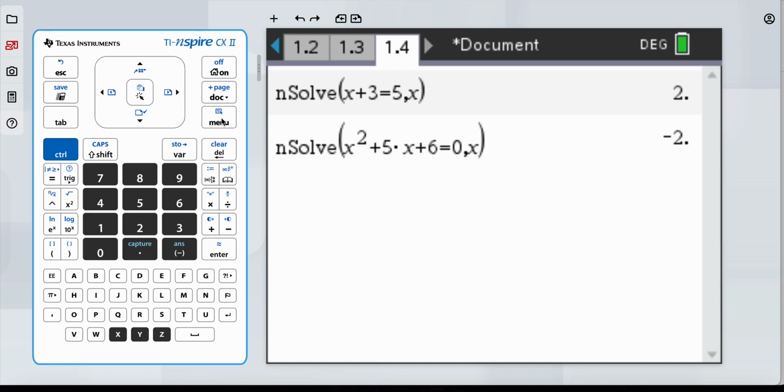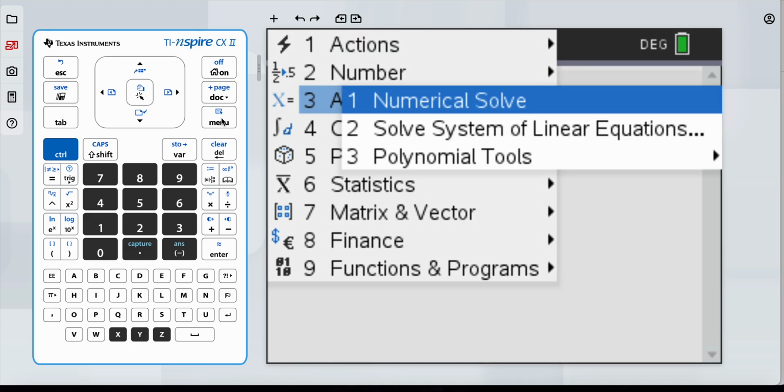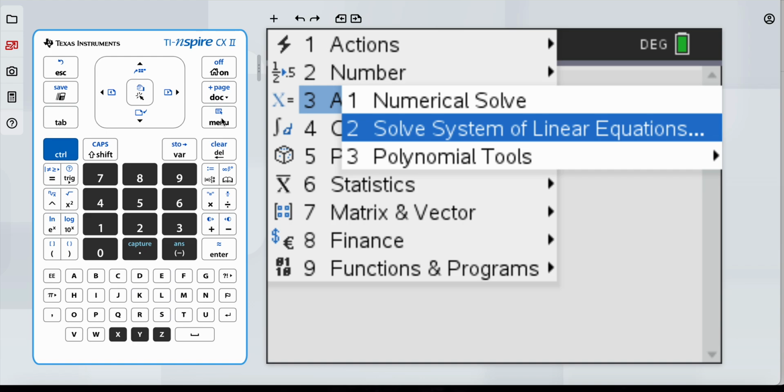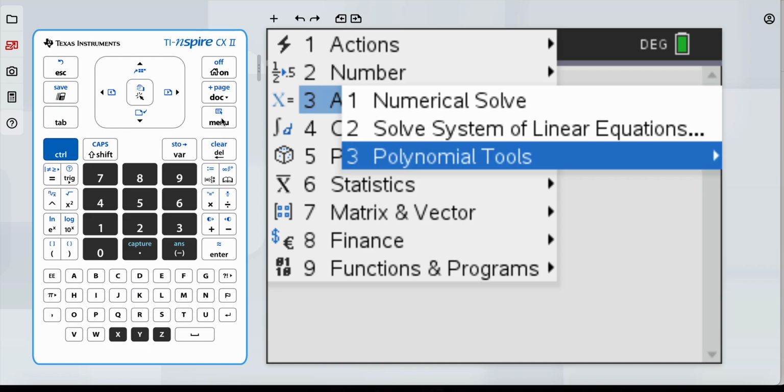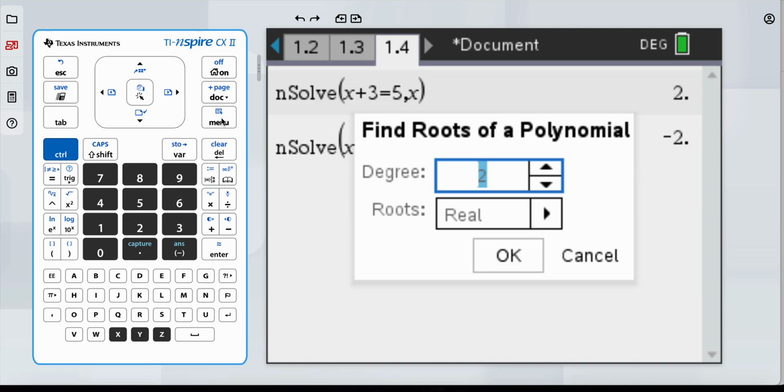A much better way to solve a polynomial is to go into this menu, algebra again. We're going to go into our solves, but we're going to go to polynomial tools. And then we get another option again. So I can press enter and it gives me another option. I'm just going to keep it easy. Find roots of polynomials. So I want 2 roots of the polynomial.